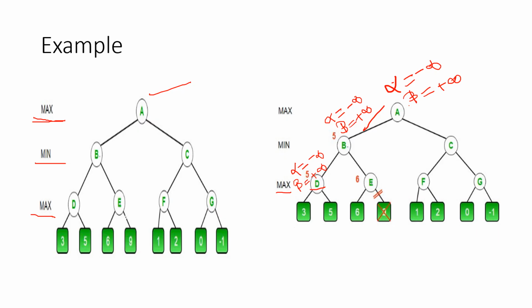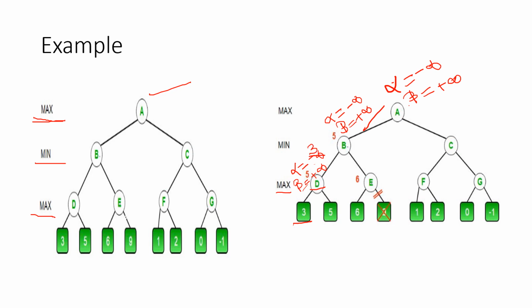It will compare the leaf node value with alpha. So it will check whether 3 or minus infinity, which one is maximum, because this is the max node. So we know that 3 is maximum. So what we will do, we will update alpha as 3.